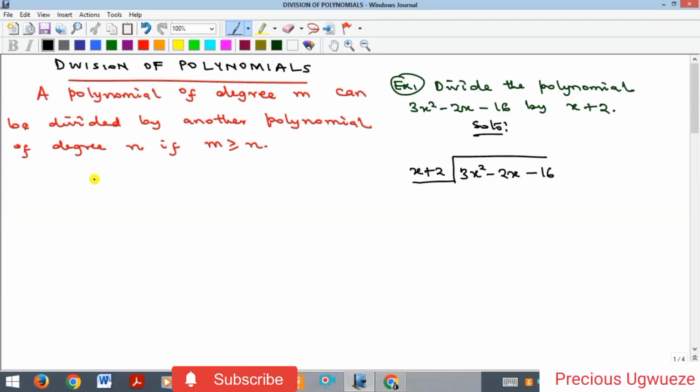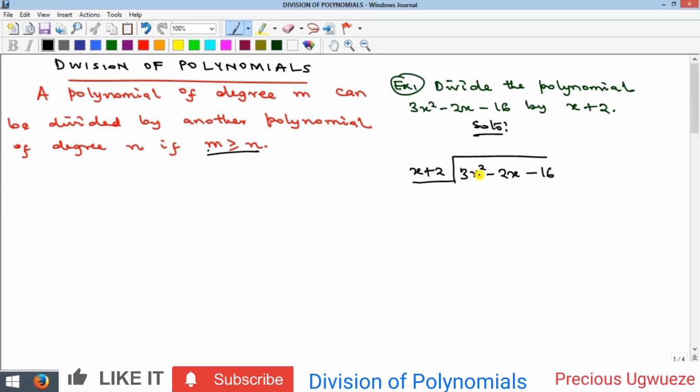In this video we'll look at division of polynomials. For us to divide a polynomial by another, there is one condition that must be fulfilled: the degree of the dividend, the one you are dividing, must be greater than or equal to the degree of the divisor. Here we can see the degree of our dividend is 2, while the degree of the divisor is 1.